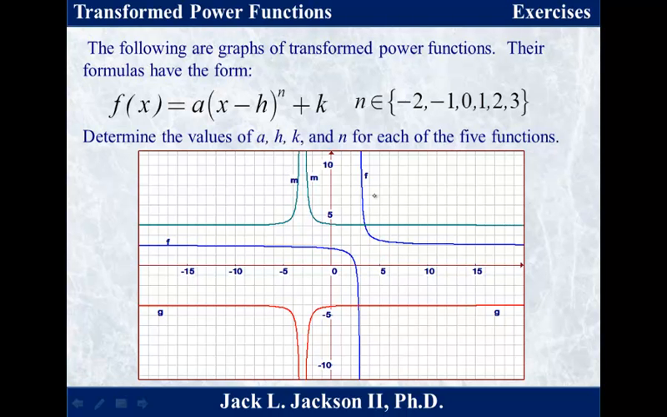Okay. Let's look at F first, the blue one. Well, let's look at all of them. All of them are in 2 pieces, and they have vertical and horizontal asymptotes. The ones with vertical and horizontal asymptotes are the ones that have a negative power. So we've eliminated the powers of 0, 1, 2, and 3. The only choices now from the ones we're given are negative 2 or negative 1. Actually, there are lots of negative powers that have a very similar shape.